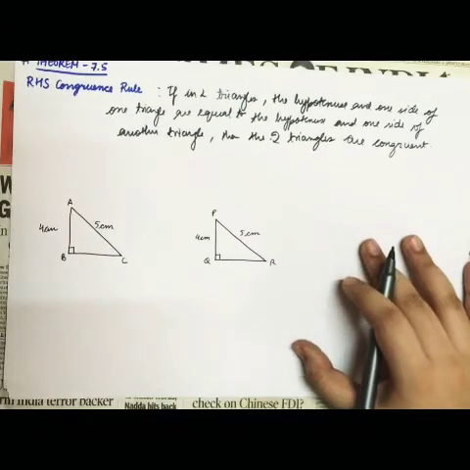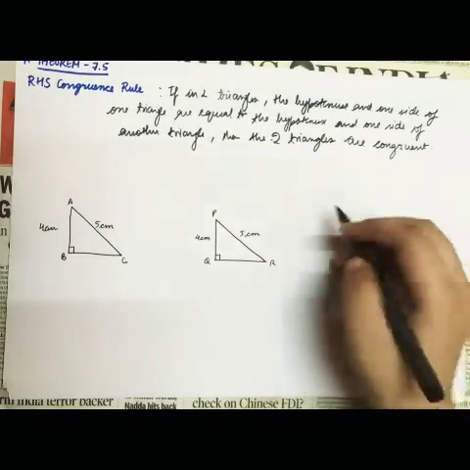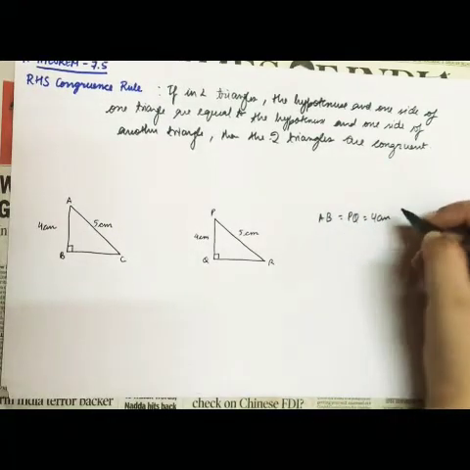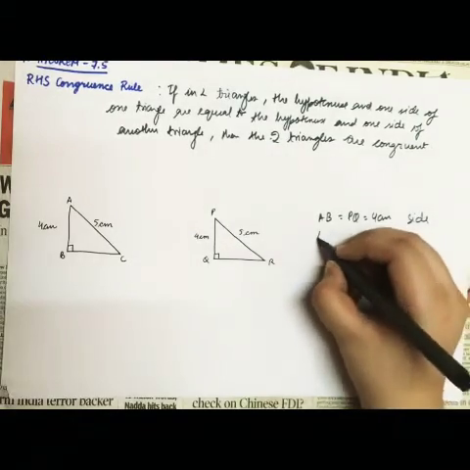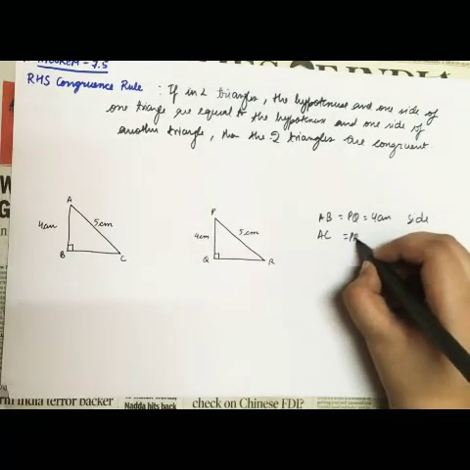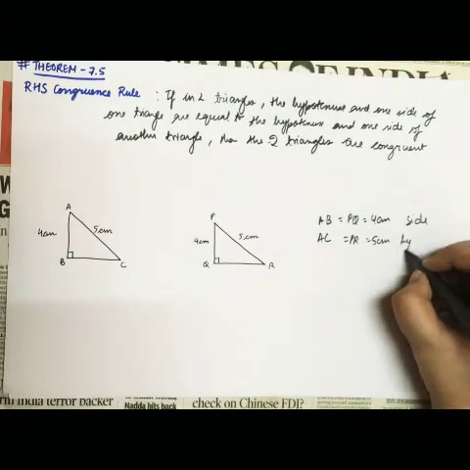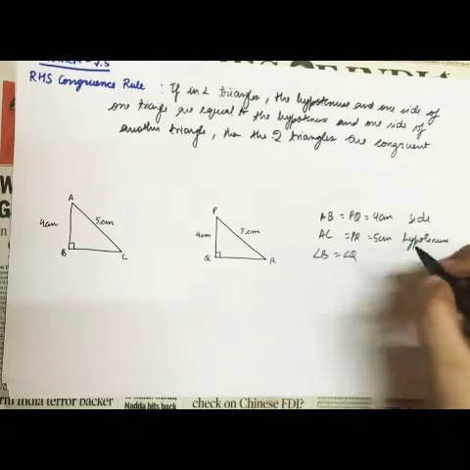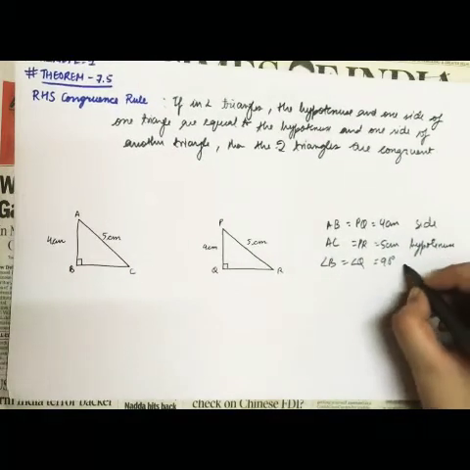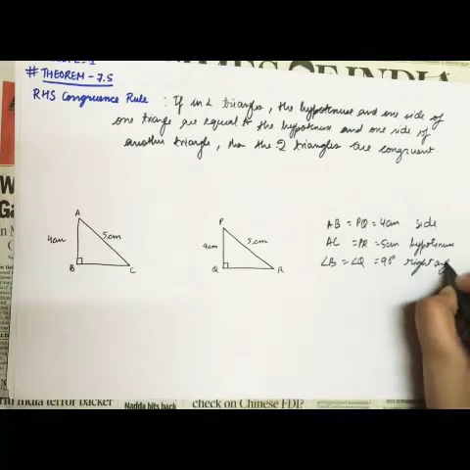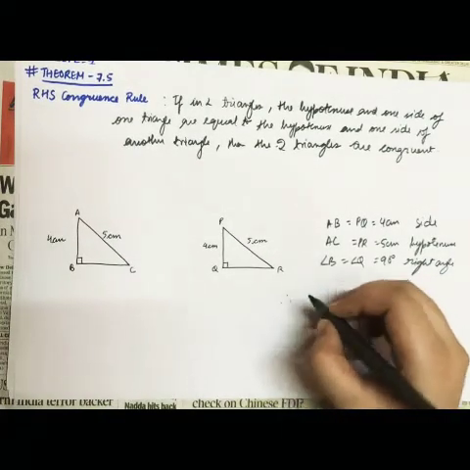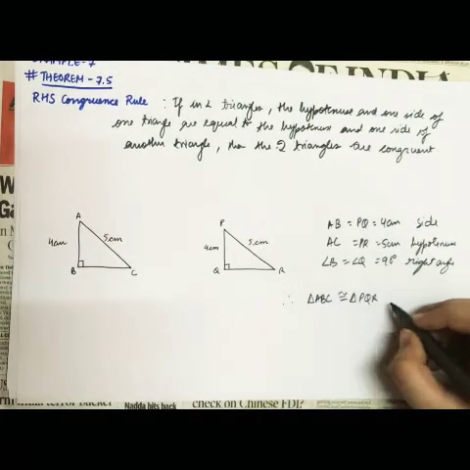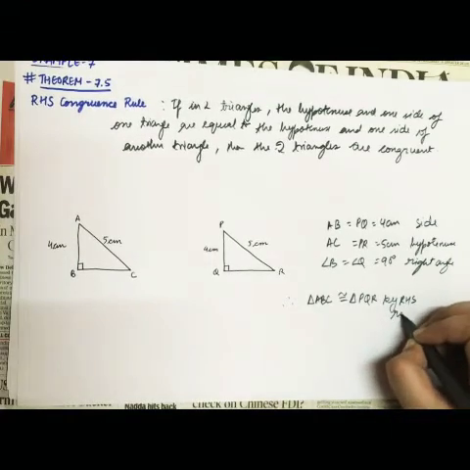Which means we can see that in triangle ABC and triangle PQR, we can say that AB is equal to PQ, this is 4 centimeter and this is the side. AC is equal to PR is equal to 5 centimeter, which is the hypotenuse, and angle P is equal to angle Q, which is 90 degree right angle. Therefore we can say that triangle ABC is congruent to triangle PQR by RHS rule.